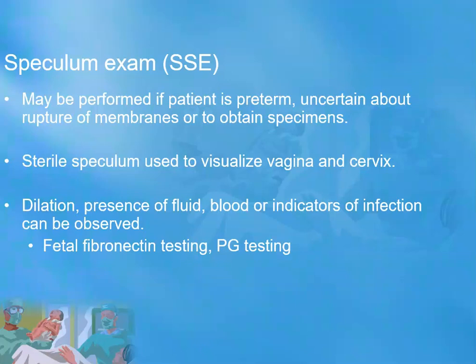Just so you know, fetal fibronectin testing is one of those things that we can do. And we talked about the PG testing for the lung maturity. So these are all things that we can use if we're worried about the lung maturity of the newborn.